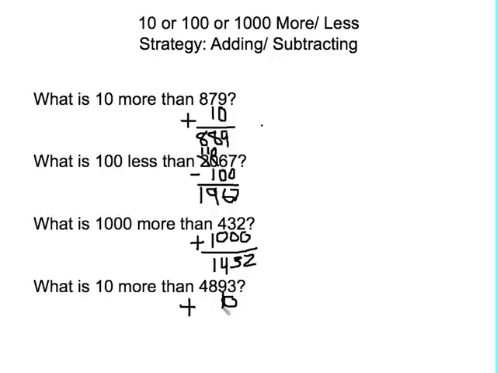3 plus nothing is 3. 9 plus 1 is 10, so I have to put down the 0, and that 10 tens is really like a whole other 100. 8 plus 1 is 9, and then 4 plus nothing is 4. We figured out that 10 more than 4,893 is actually 4,903.